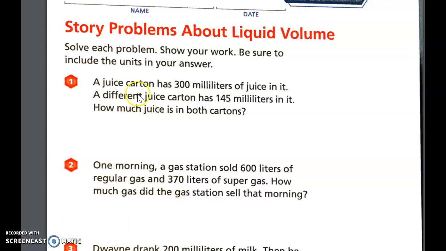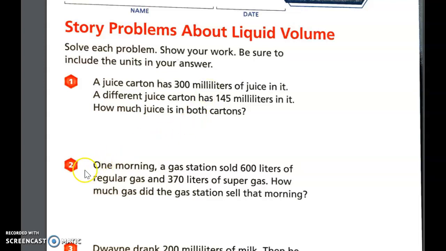Okay, the units, when you are solving this problem, the units are the units of measure in each story problem. So in this first story problem, milliliters are the units of measure.